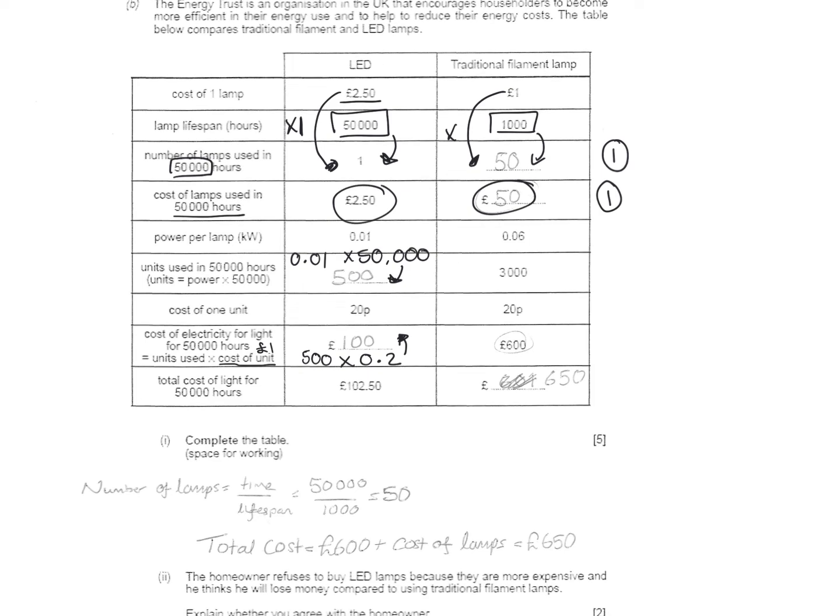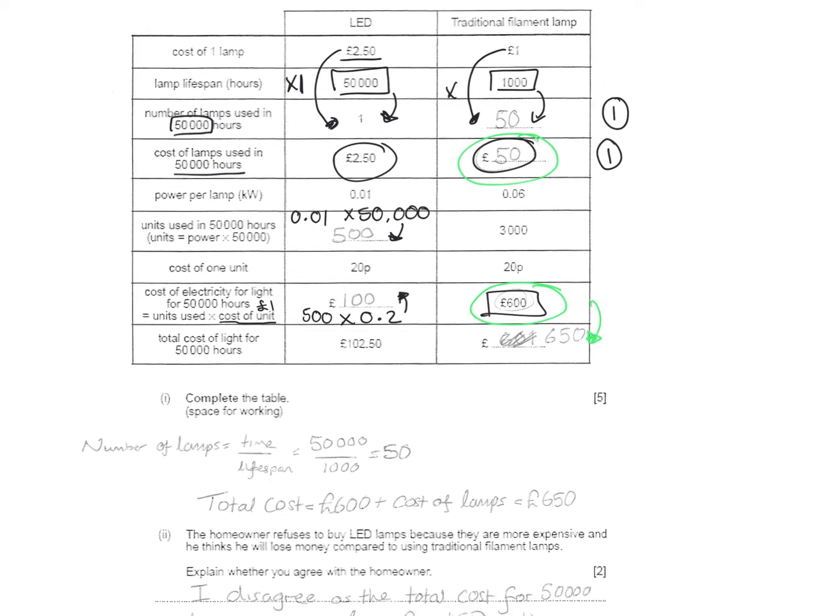The last little bit then, they said it was 600 for the cost of the lights plus the amount of energy. So you're using plus the cost. So you're using that one, add that one, would give you 650.